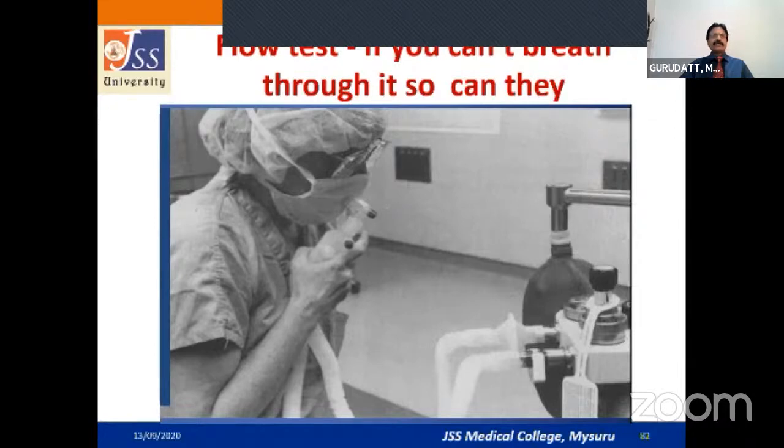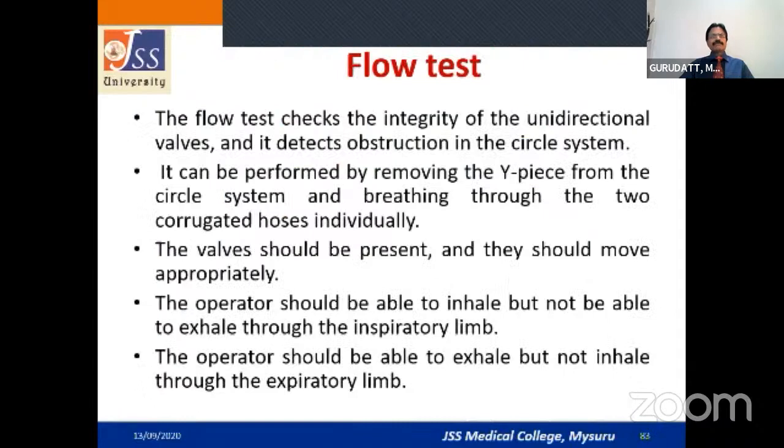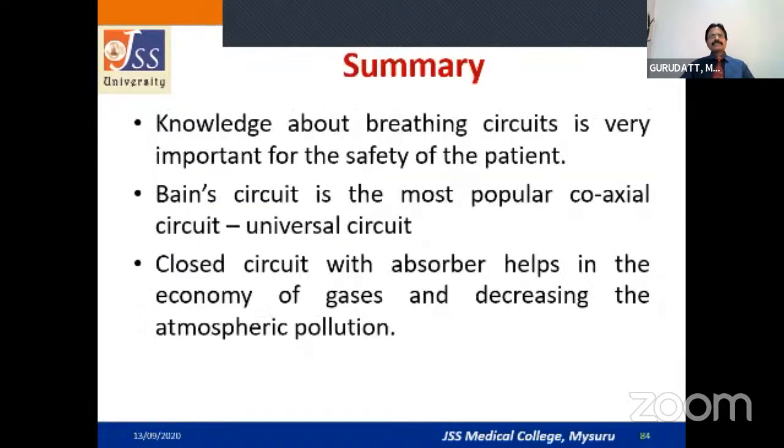You take out the Y-piece, and if you breathe through the inspiratory limb, you should be able to only inhale, but you should not be able to exhale, provided the inspiratory unidirectional valve is functioning properly. And if you breathe through the expiratory limb, you should be able to exhale, but you should not be able to inhale, provided the expiratory unidirectional valve is functioning properly. So just to summarize, knowledge about breathing circuits is very important, and you can keep the patient very safe by knowing more about these breathing circuits.